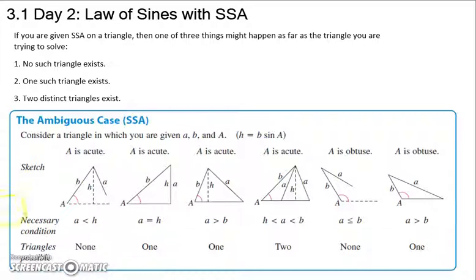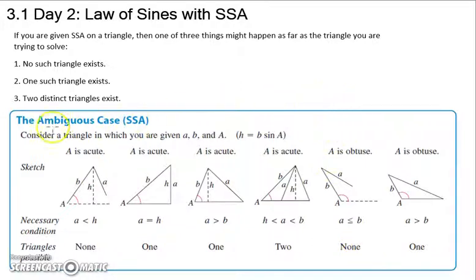So if A is acute and a is less than h, it's not possible to make a triangle just based on side-side-angle. If a is equal to h, there's one triangle. If a is greater than b, there's one triangle. If a is between h and b, we're going to have two different triangles. If the angle is obtuse, then if a is less than or equal to b, there's no such triangle that's going to work. If a is greater than b, there's going to be one triangle that works.